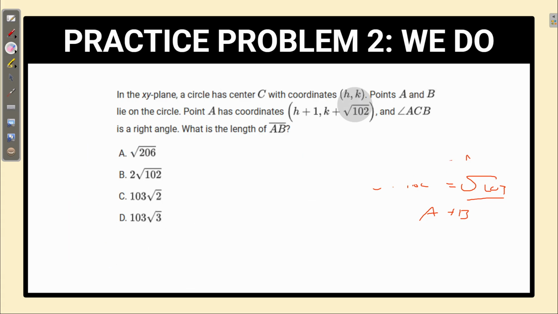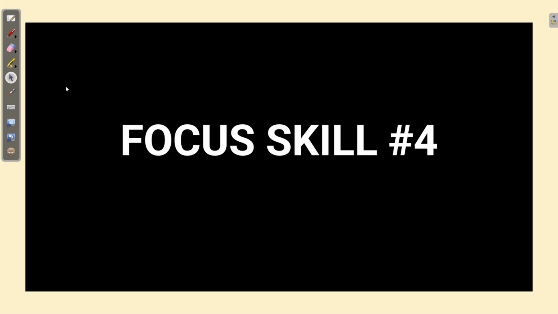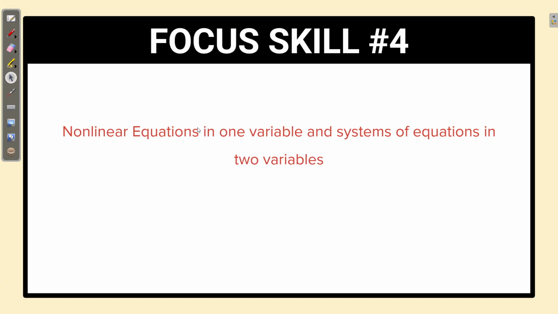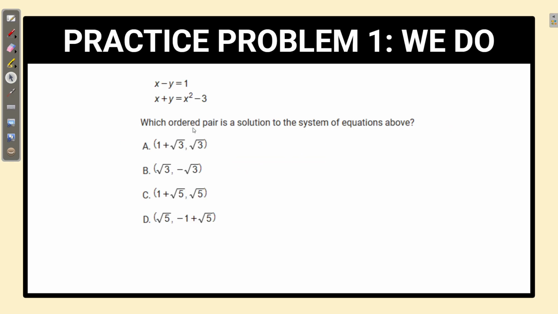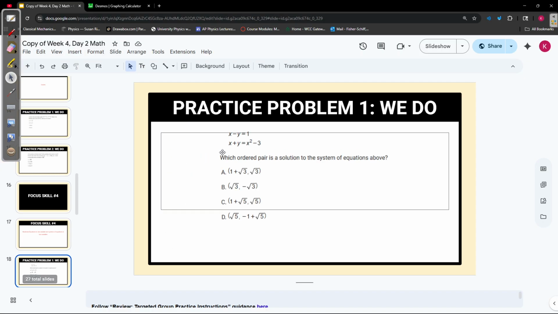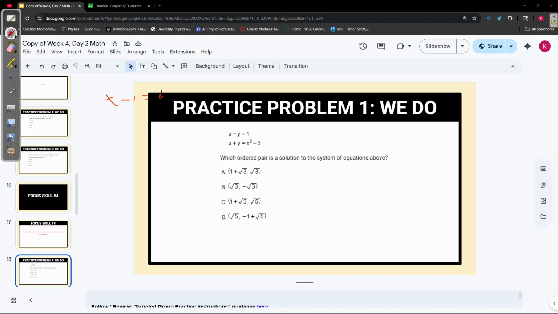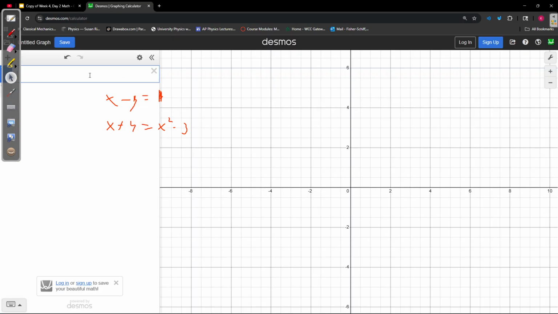Now moving on to the next topic, we have nonlinear equations in one variable and systems of equations in two variables. Which ordered pair is a solution to the system of equations above? Now, where do you suggest we do this? Well, Desmos. No need to do any writing if you can just use Desmos. So let's just write this here. x minus y equals 1, x plus y equals x squared minus 3. Let's plug these in Desmos and find some solutions.